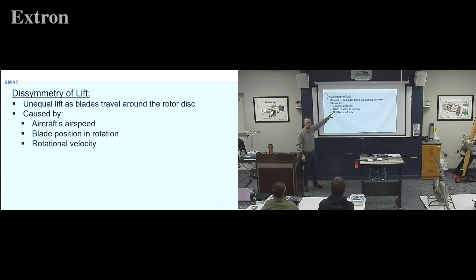And that has to do with gyroscopic precession, because they can't just say they want the blade to go up here. They actually have to make a change at 90 degrees for gyroscopic precession for the change to actually affect it by the time it's at north and south or forward and aft. So, and then lastly, rotational velocity affects dissymmetry of lift as well.